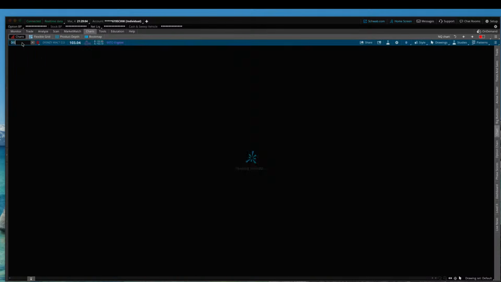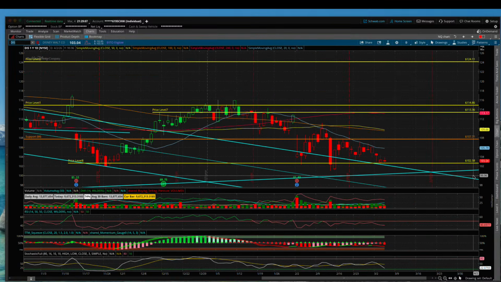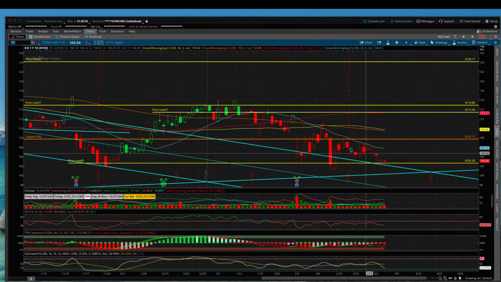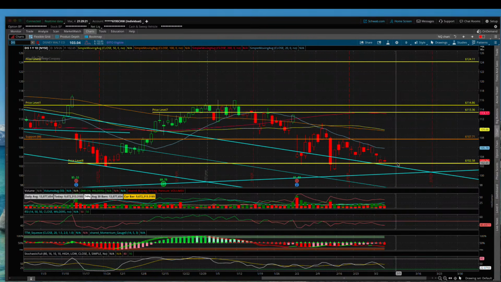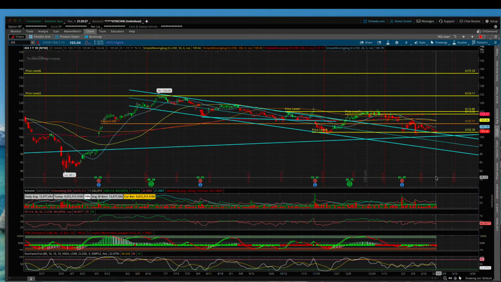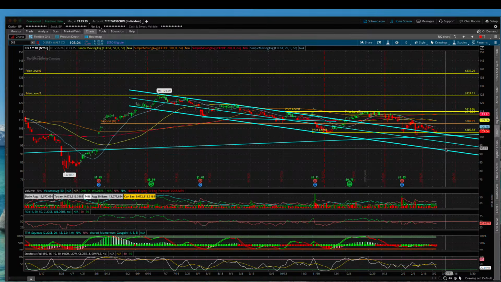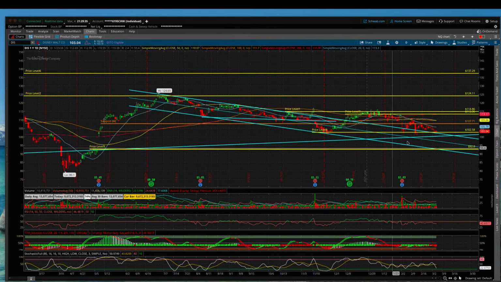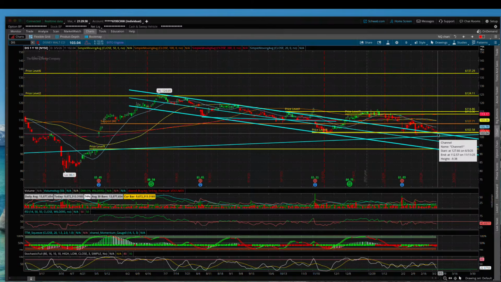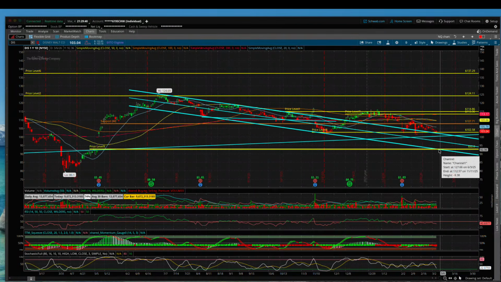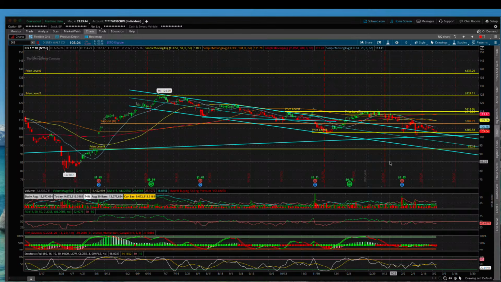Okay, Disney. Disney's a hard one because I don't like this inverse cup and handle. So this here is an inverse, and this is a cup and handle. I don't like the inverse cup and handle. If you can't hold 102, you just got to get away from this stock, because it's gonna break down, and it's probably gonna be heading toward this gap fill, which is right here. So if it can't hold 102, it's gonna break down and go to 92. I have some LEAPS I got to get out of if that's the case as well.